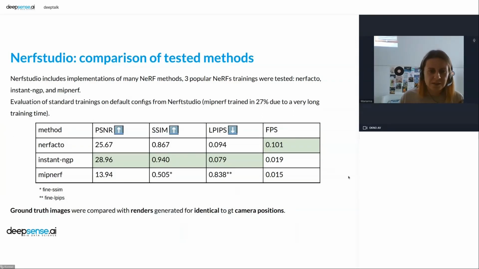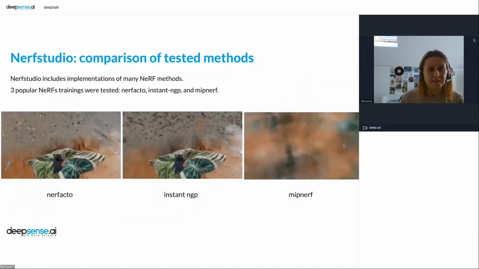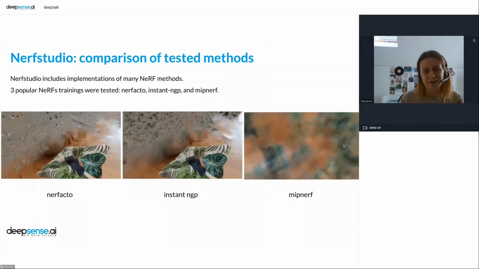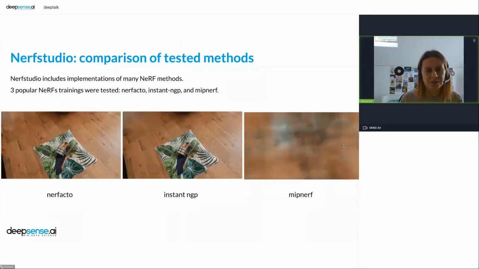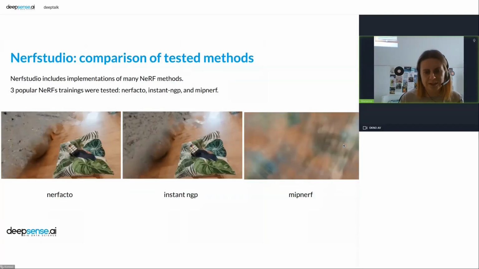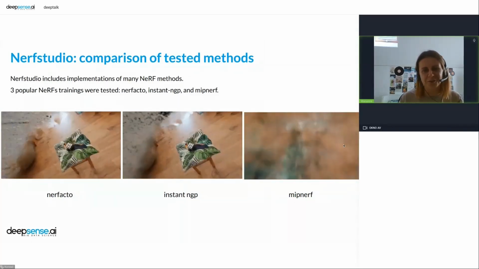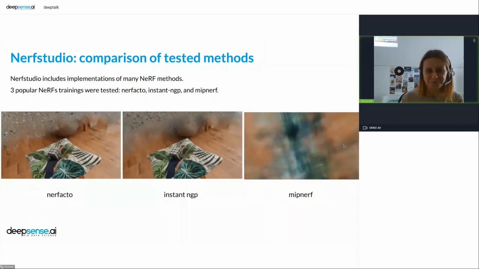And as you can see, Instant NGP was the best one. However, NeRFacto was also quite alright, but faster. And now we can look at those results. Yes, for my eye, NeRFacto and Instant NGP are quite similar and both nice. And as you can see, MipNeRF didn't learn anything useful in this day and a half.